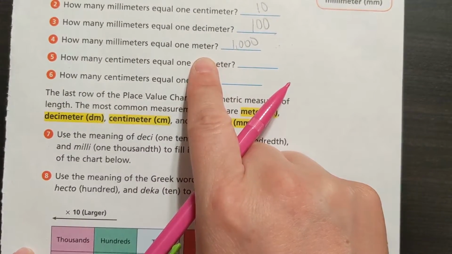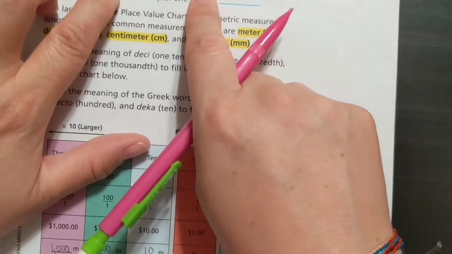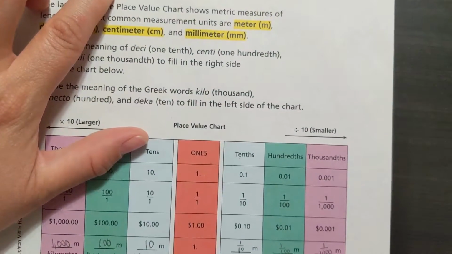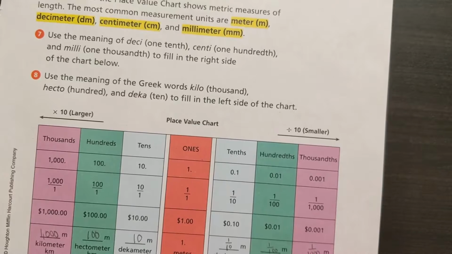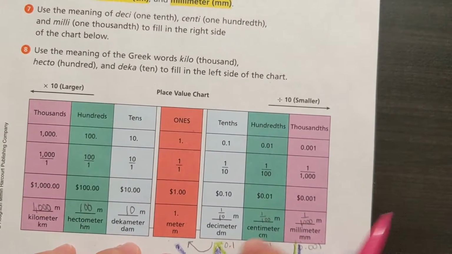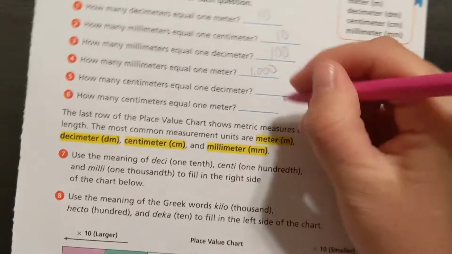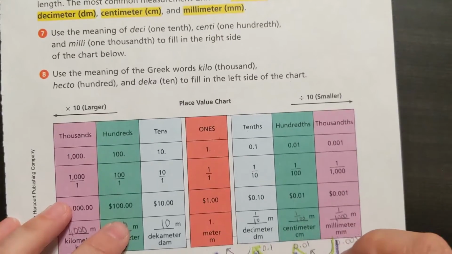Okay. What about centimeters to decimeter? Okay. Centi right here to deci. Let's just use our pencil. Centi to deci. That's only one step. To the left, times by 10. It's just 10.